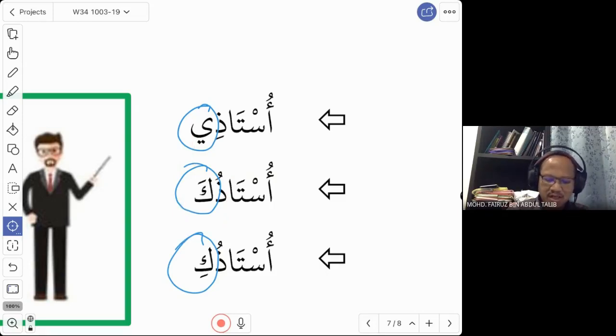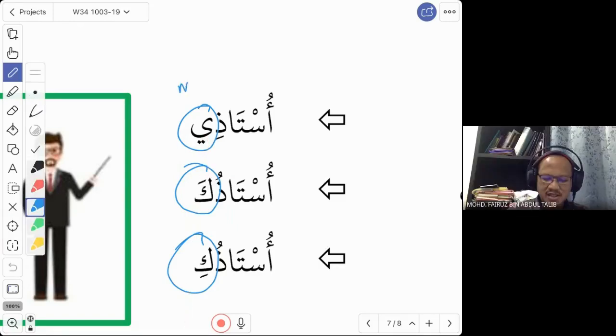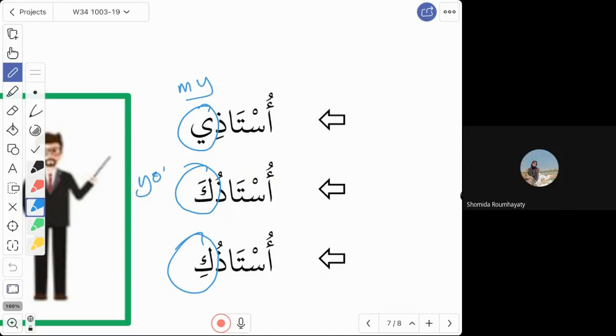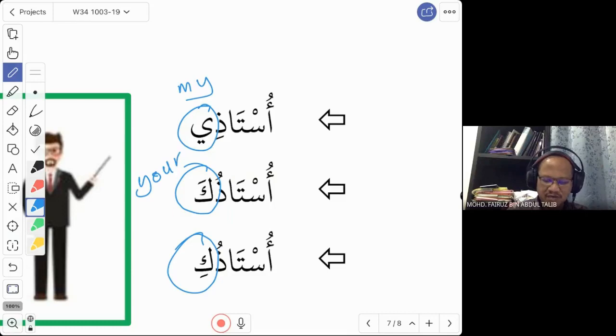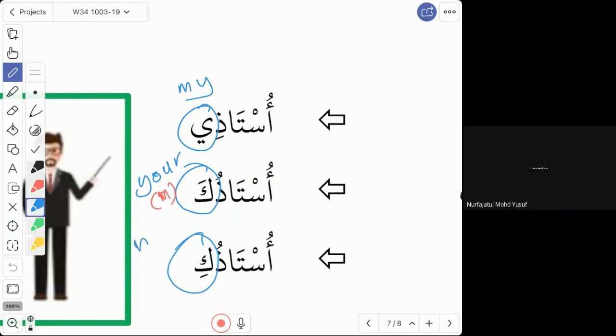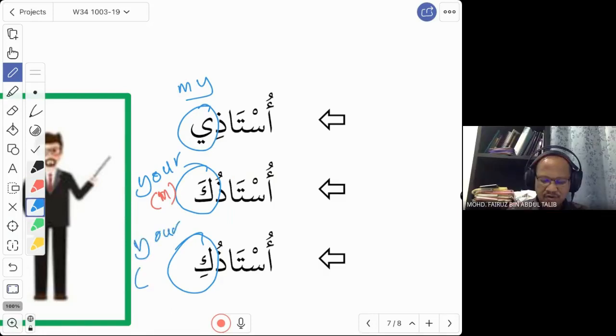Okay. What about the next one? The ka. Good. And the other one? Ki. And what is the meaning of this ya? Of course, everybody knows this. This is my. Ka, your. This is for male or for female? Male. Yes, this is for male. Your is for male. And the other one is your for female, right? So we have learned all this.